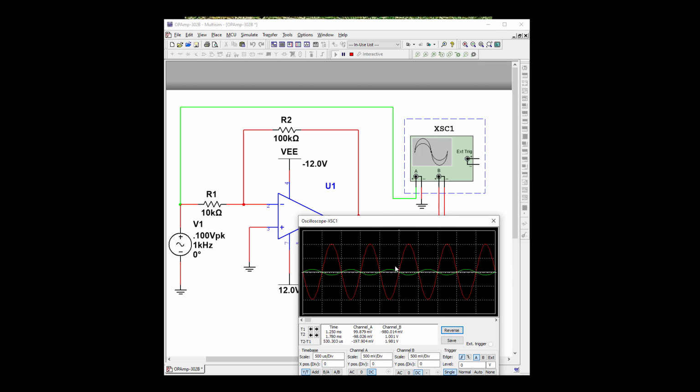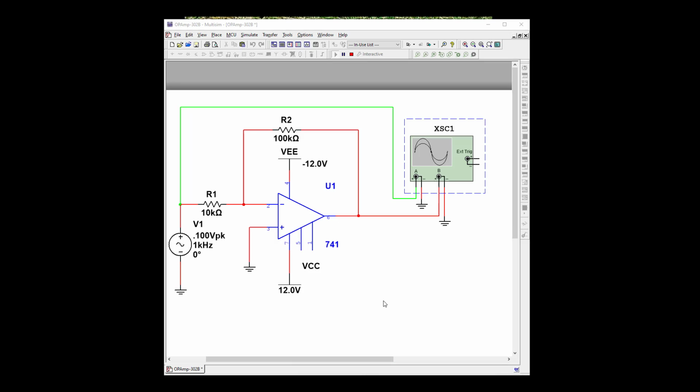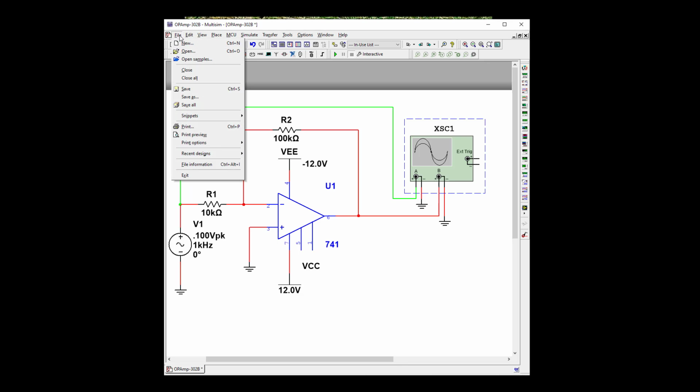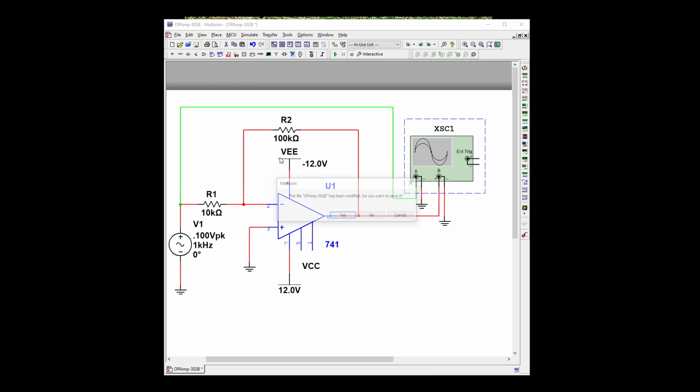And you notice here this is an inverting amplifier, so our signal is going to be inverted. So here's our peak that way, and our other peak would be a minus. So they're inverted. Okay, so let's shut down our simulation and open up our next file.